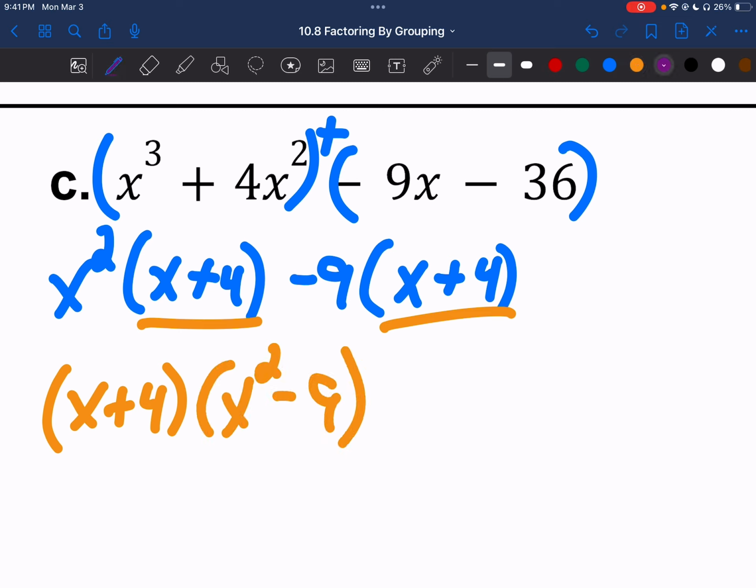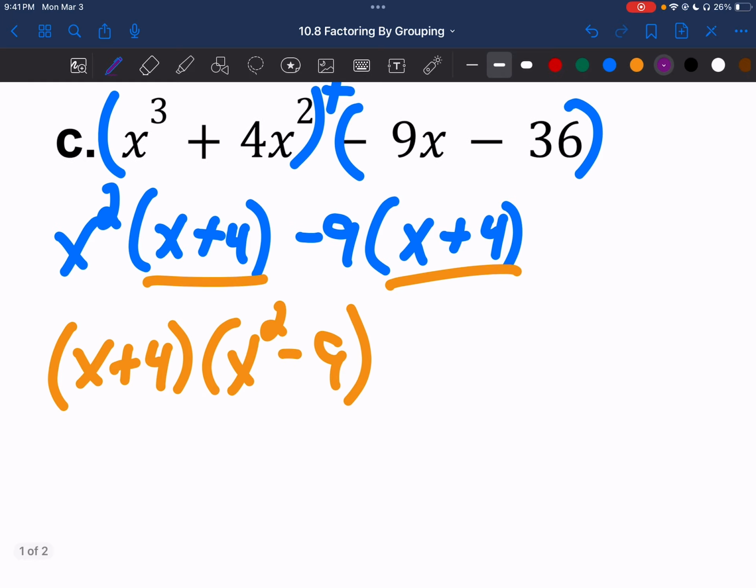Are we done yet? No, because x squared minus 9 is one of those difference of perfect squares that we learned about yesterday.